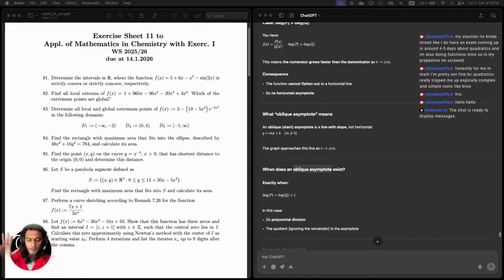Okay, I kind of get it. I kind of get it. So if the numerator exponent is higher than the denominator exponent, then there is no horizontal asymptote. It's going to be an oblique one.